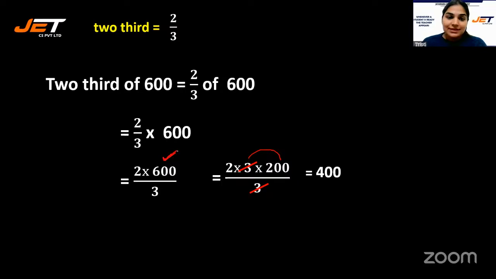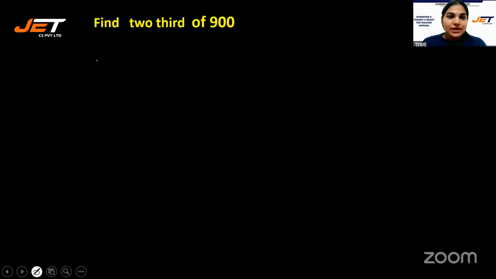I have written 600 as 3 times 200, which is 600. 3 cancels, 2 times 200 is 400. So here we can say that 2/3 of 600 is 400. Let's practice some questions. It's 2/3 of 900.